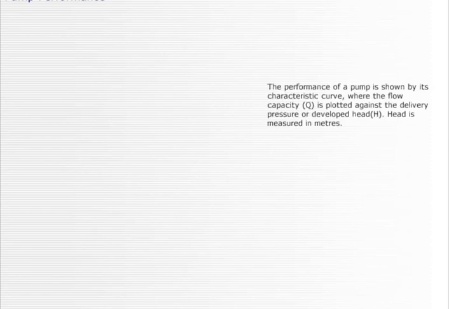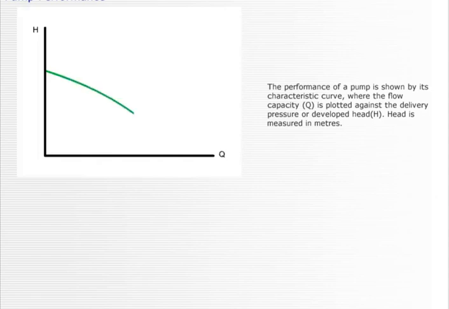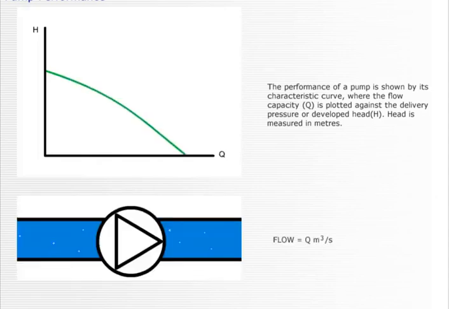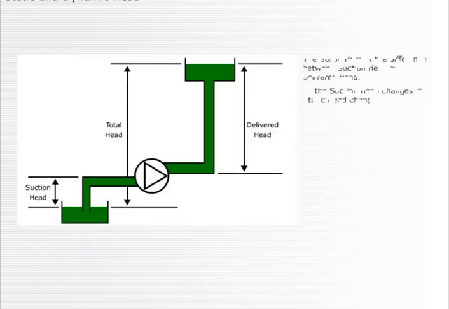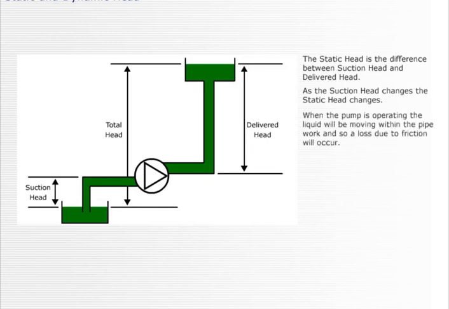The performance of a pump is shown by its characteristic curve, where the flow capacity is plotted against the delivery pressure, or developed head. Head is measured in meters. The static head is the difference between suction head and delivered head. As the suction head changes, the static head changes. When the pump is operating, the liquid will be moving within the pipework, and so a loss due to friction will occur.